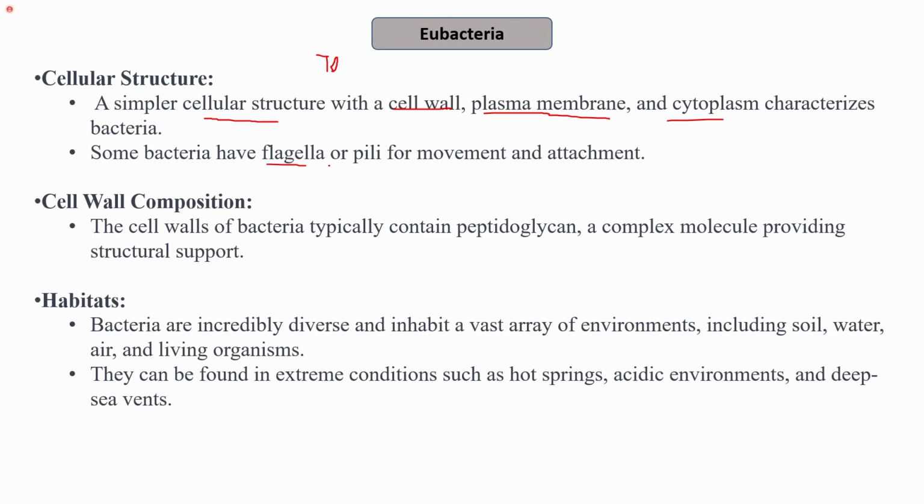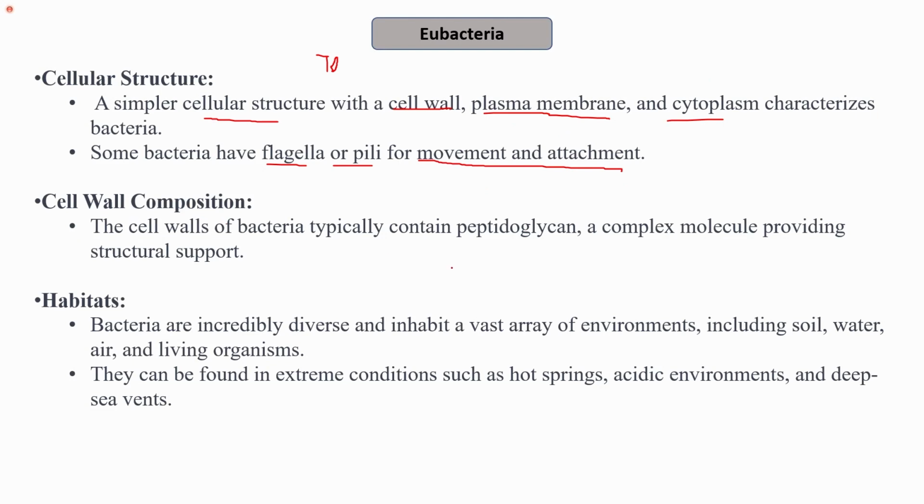Some bacteria have flagella or villi for the movement and attachment. As I mentioned, the flagella and villi are the appendages that are present in the bacterial cell or in the prokaryotic cells that help in the movement and attachment. Villi, or fimbriae, help in attachment, and flagella help in the movement of the bacteria.